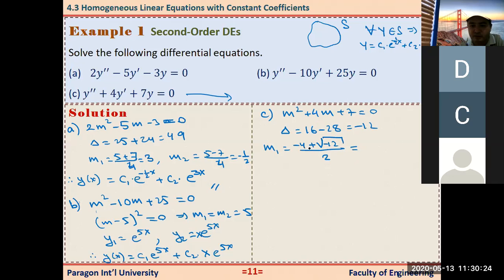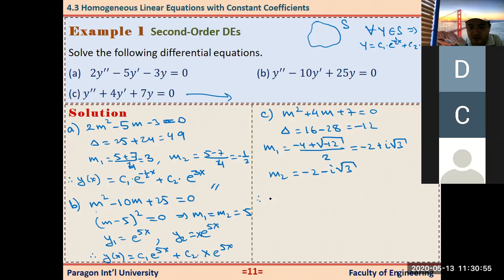And if you divide by 2, it is negative 2 plus, and here we have 4 times 3, 2 cancel each other, 3 left, right? So here we have i square root of 3, right? The square root of negative 1 is i. And immediately we will get the second solution as minus 2 minus i square root of 3, right? Then what is the solution of this differential equation?